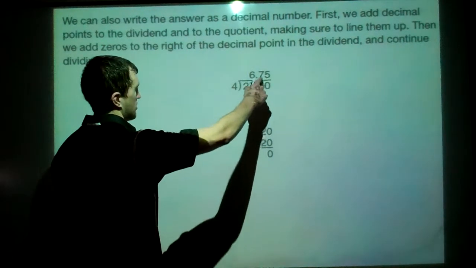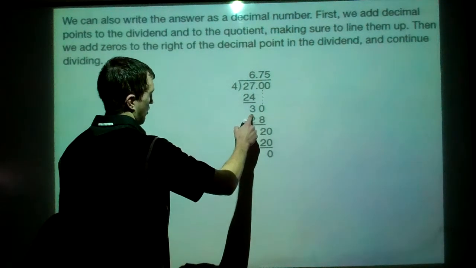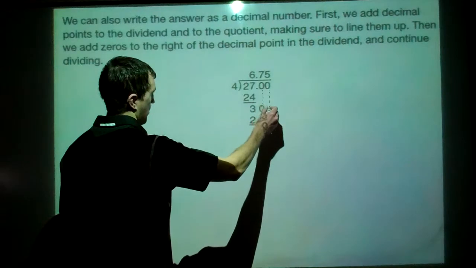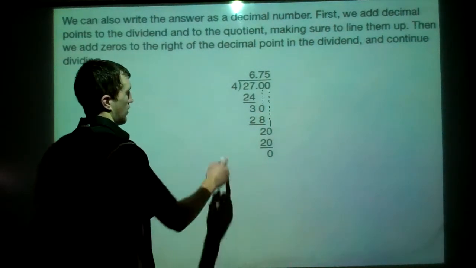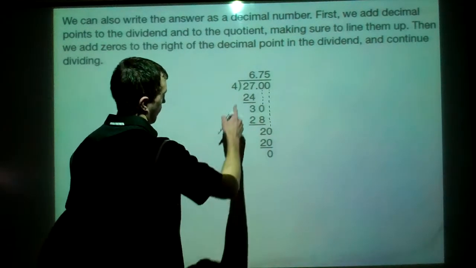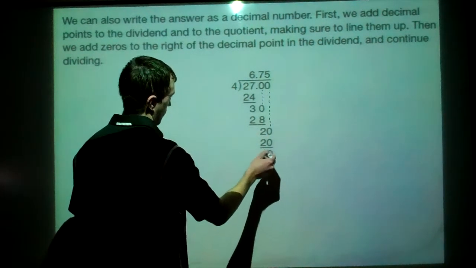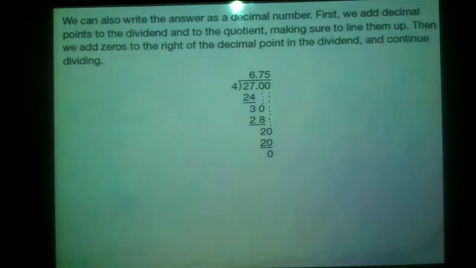4 goes into 30 7 times. 7 times 4 is 28. And 30 minus 28 is 2. Then we drop that 0 down. And we get 4 goes into 20 5 times. 5 times 4 is 20. Subtract these two, we finally get 0, so we know we're done. So 6.75. So we just saw that we could write this division problem as 6 remainder 3, 6 3/4, or 6.75. So 3 different ways to represent our answer.